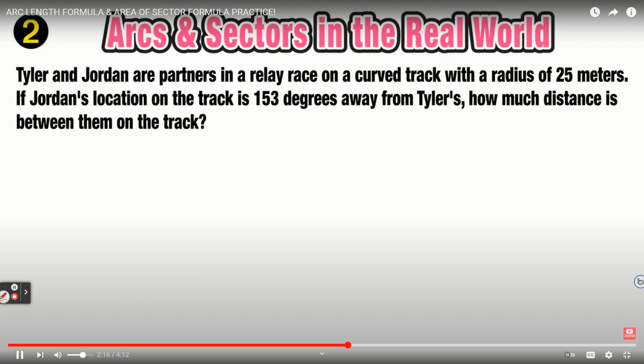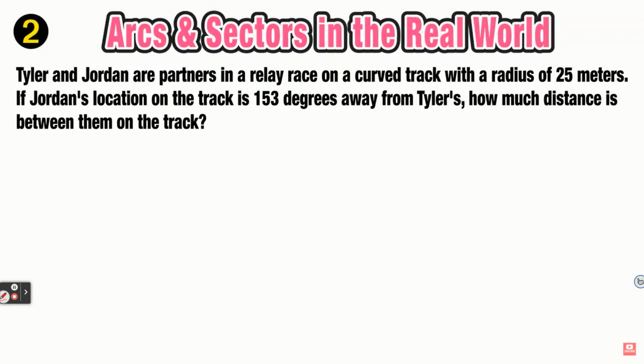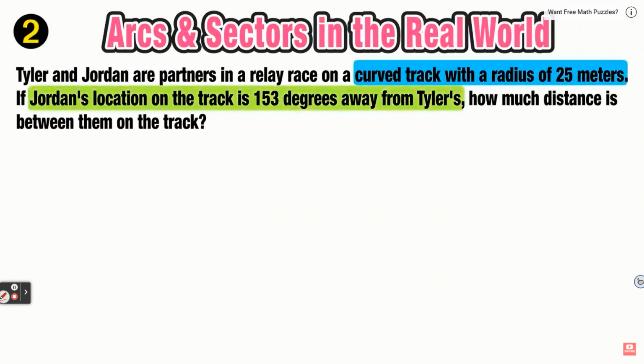Okay, so our second example takes us out to a track and field event. Jordan and Tyler are teammates and partners on a relay race, and they're running on a curved track with a radius of 25 meters. We also know that Jordan's location is 153 degrees away from Tyler's. Now what we want to find is the distance on the track between the two runners.